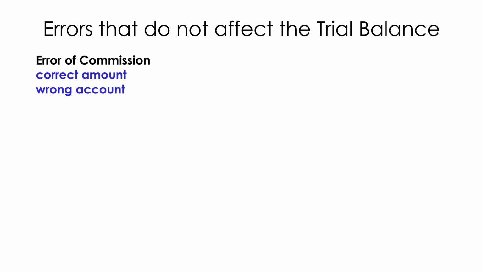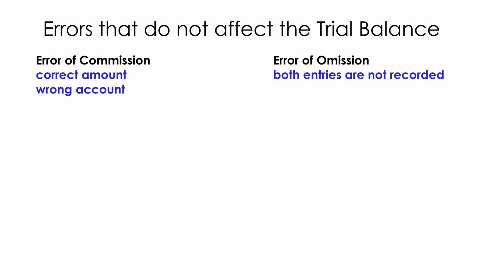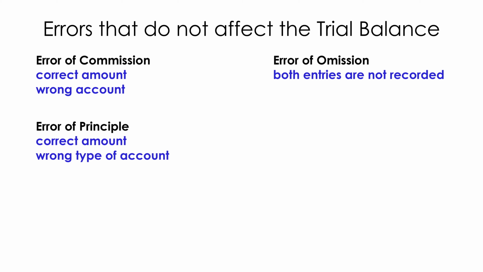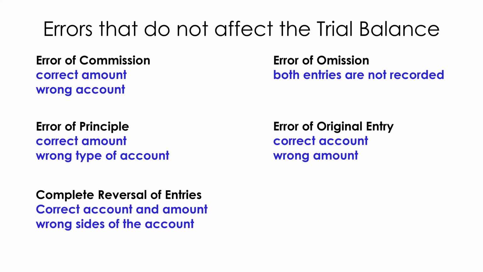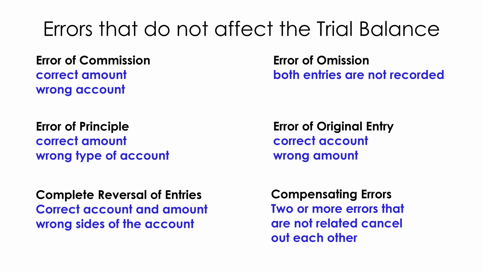These are error of commission, correct amount, wrong account. Error of omission, both entries are not recorded. Error of principle, correct amount, wrong type of account. Error of original entry, correct account, wrong amount. Complete reversal of entries, correct account and amount, wrong sides of the account. Compensating errors, two or more errors that are not related cancel out each other.